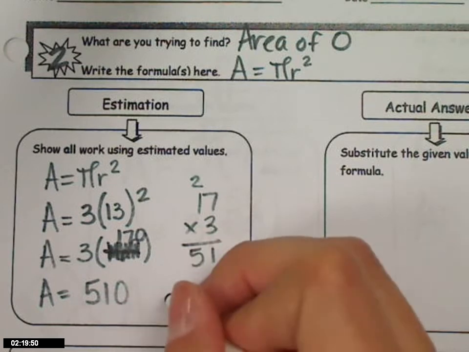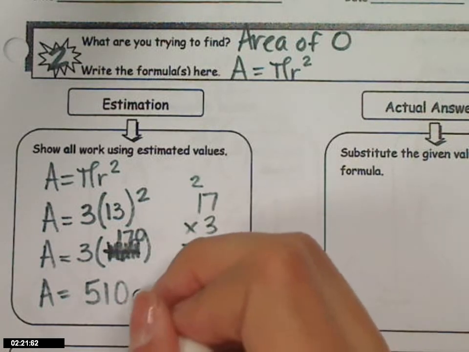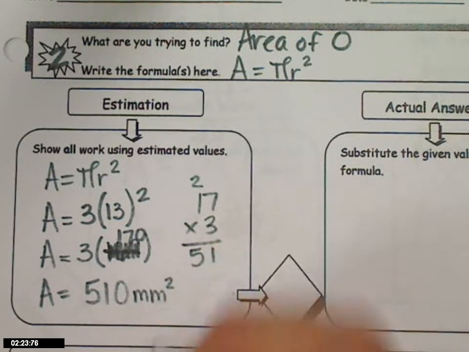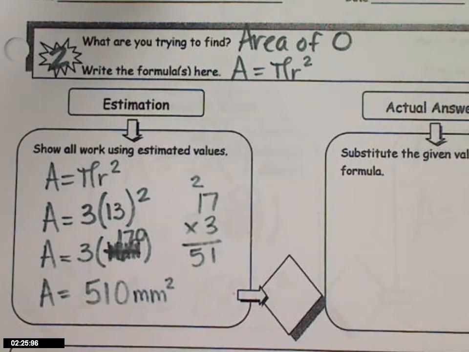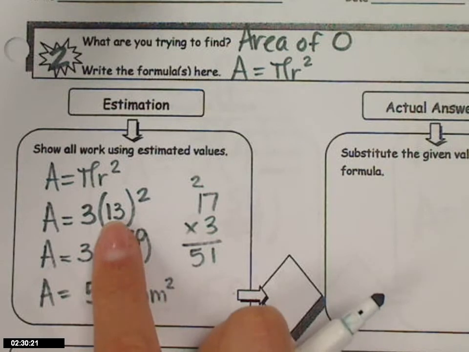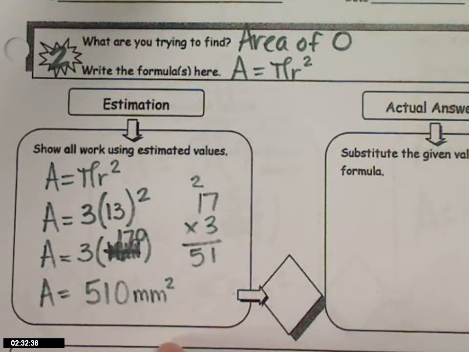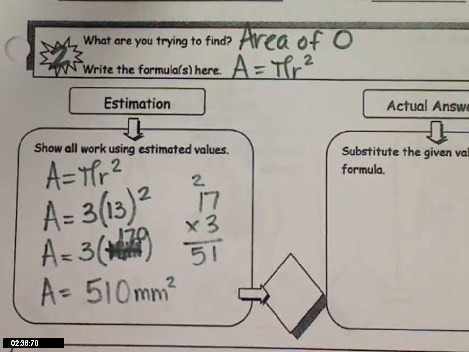And then what are my units? Millimeters, and they are squared. Millimeters squared. Your answer will be a little bit different if you chose to round to 12, but that's okay. It's still an estimation. The goal is to have numbers that are easy enough for me to kind of do in my head or do really quickly.